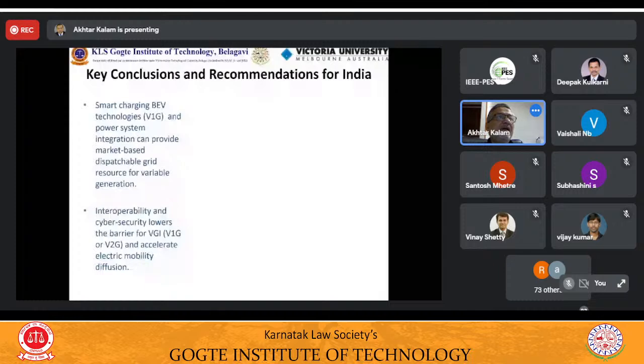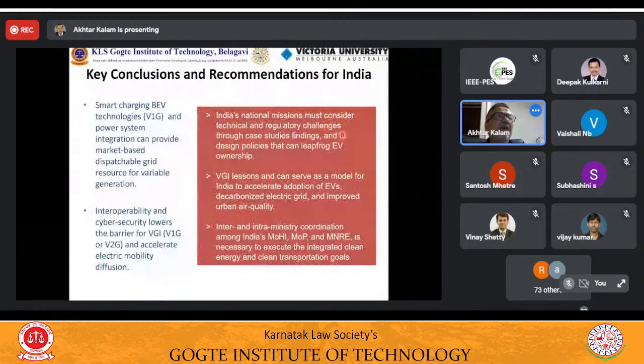The national mission must consider technical and regulatory challenges. And you must look at actual case studies, not just some plot that you have made, actual case studies. And you have to design policies that will leapfrog your EV ownership. And I know in India you can do it. The vehicle to grid integration lesson can serve as a model for India, and that will accelerate the adoption of EVs, decarbonize the electric grid, and improve urban air quality.